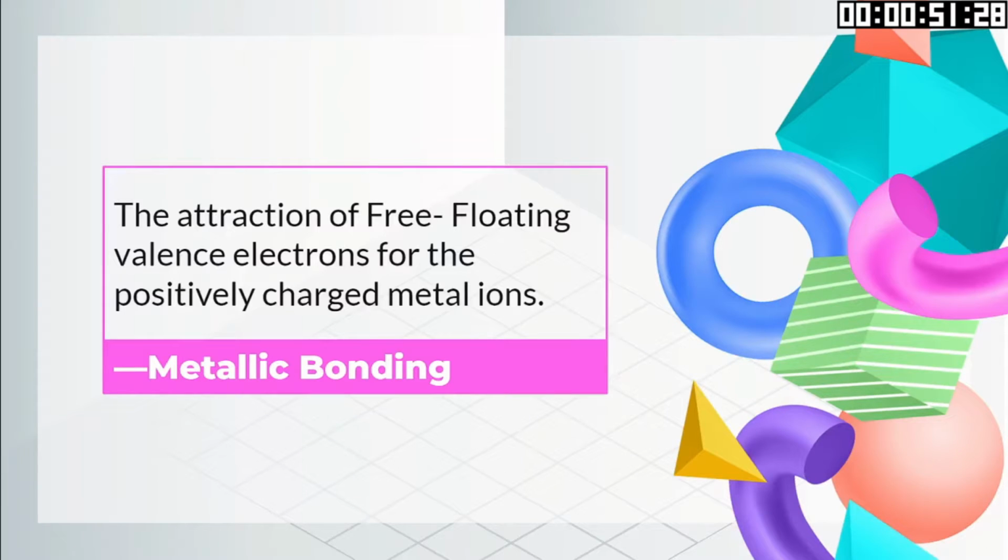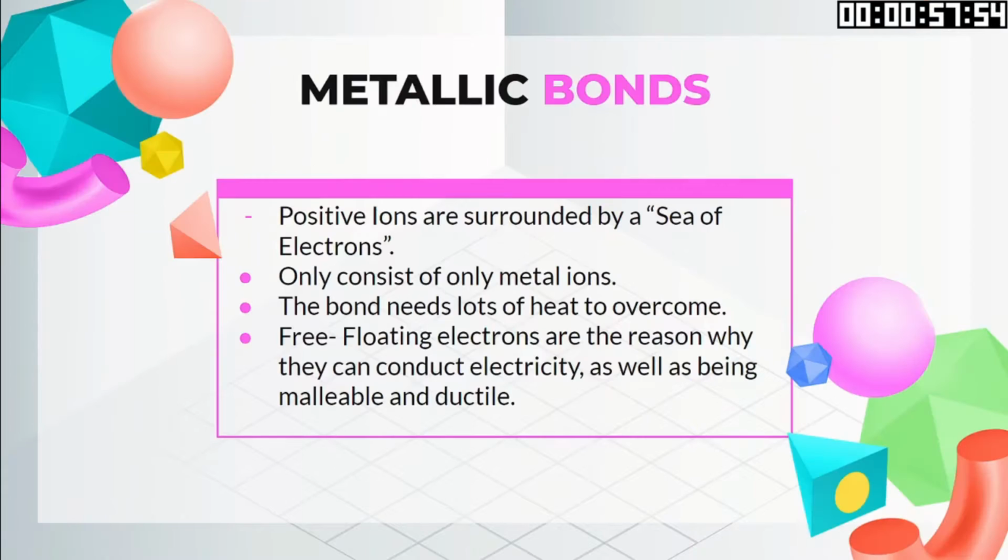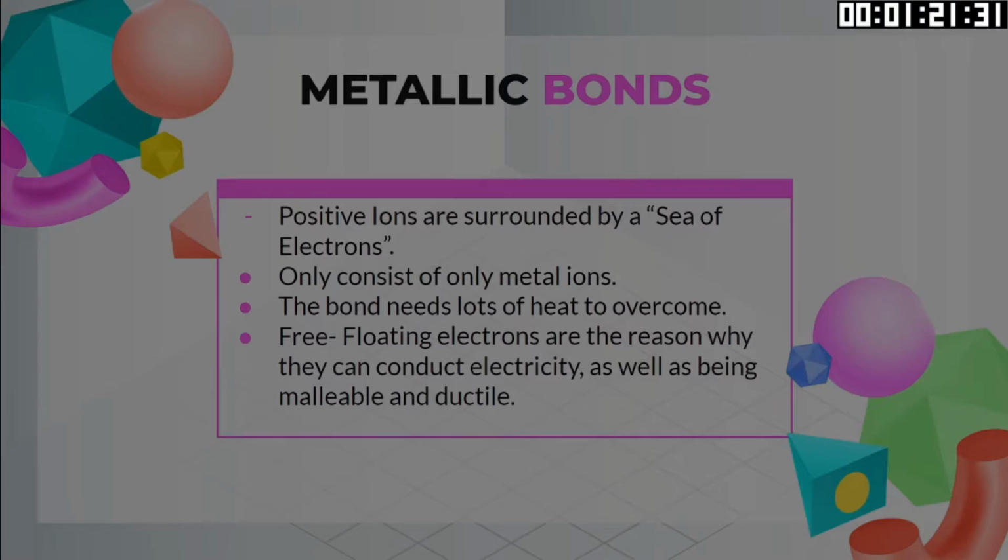Metallic bonding is basically the attraction of free-floating valence electrons, which we'll get into later, for the positively charged metal ions. As we referred to earlier, positive ions are surrounded by a sea of electrons. A few properties that metals have are that they only consist of metal ions. The bonds need lots of heat to overcome, which means they're good conductors of heat, and free-floating electrons are the reason why they can conduct electricity well, as well as being malleable, which is being able to hammer into sheets, and ductile, which is being able to make into wires.